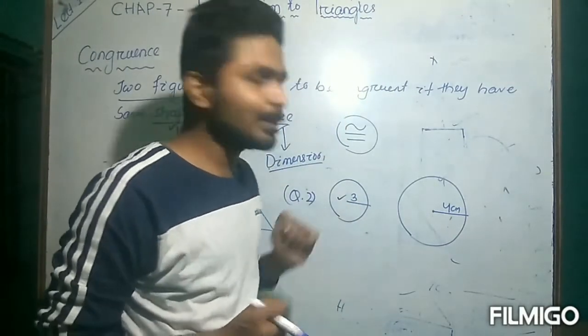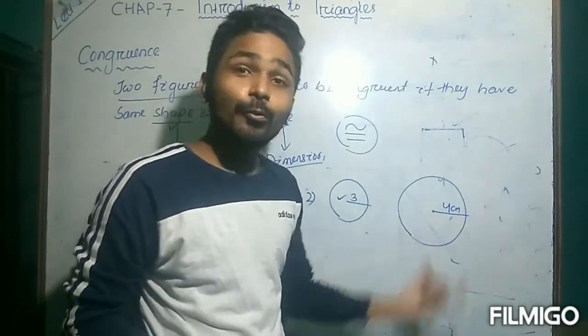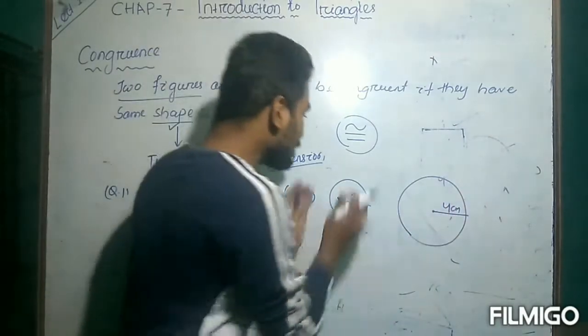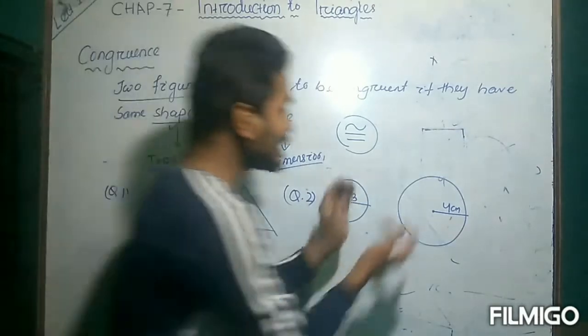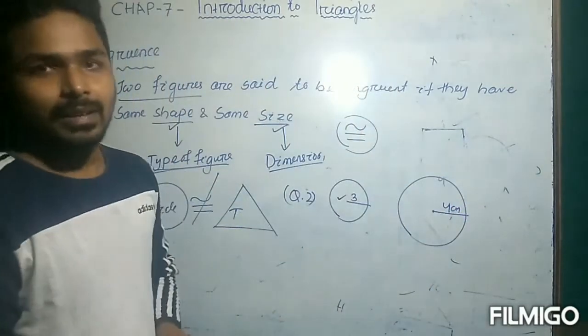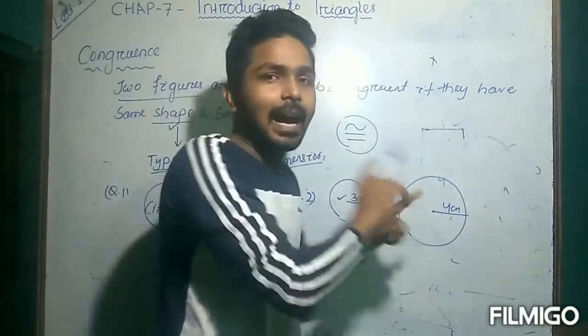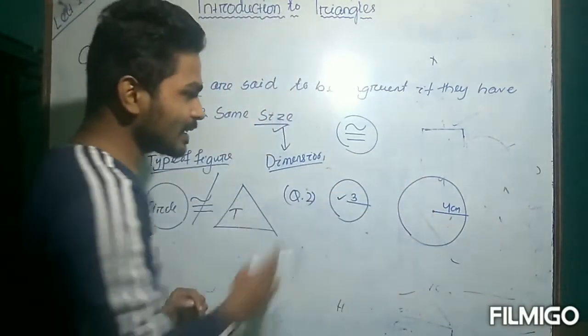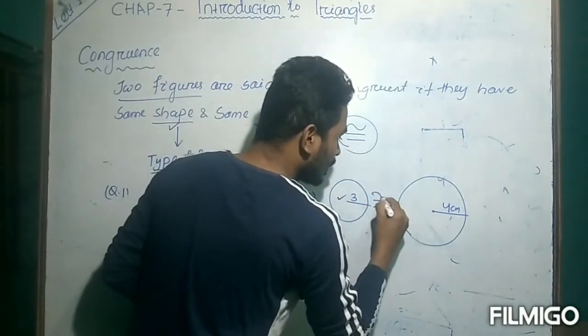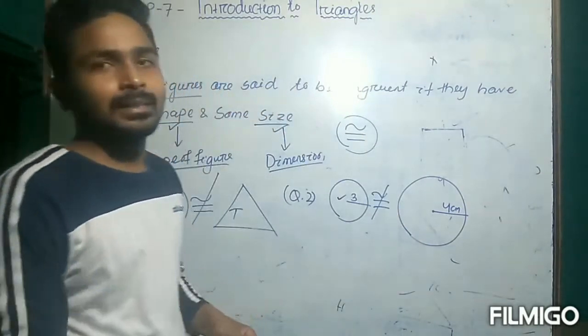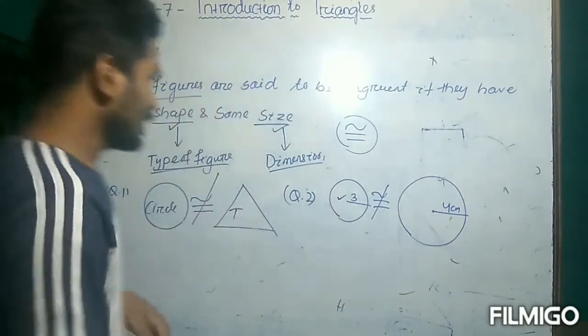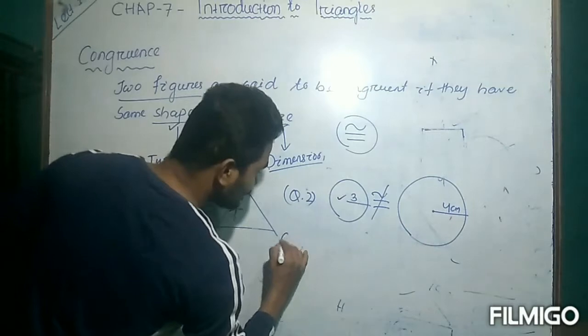It is of 3 cm, but it is of 4 cm radius. It seems to be a smaller circle. It seems to be a larger circle. So their sizes are not equal. Hence, these two figures are not congruent. Understood? Next example.